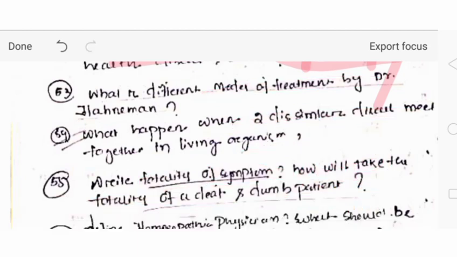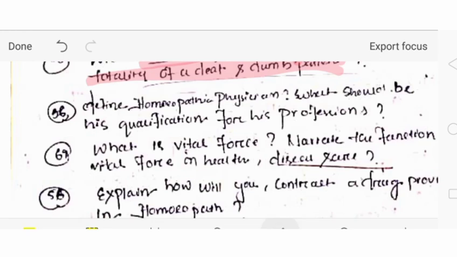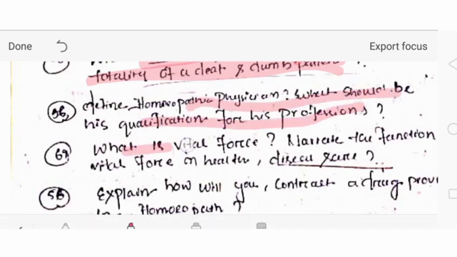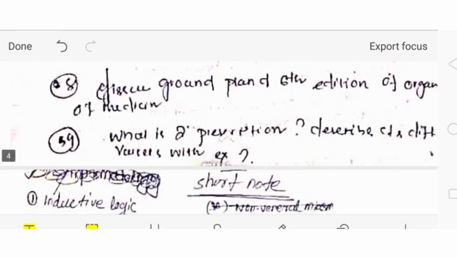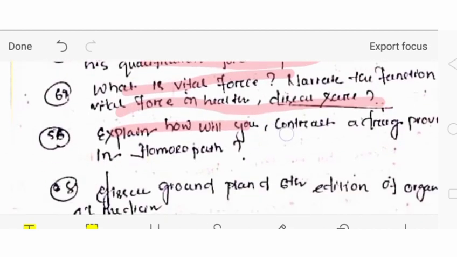You should go through these aphorisms. Then define homeopathic physician. What should be the qualification regarding prejudice? What is vital force? Narrate the vital force in health, disease and cure. Okay, how will you contract the drug? This question may not be asked. This is all about the questions you should prepare before your exam for long questions.